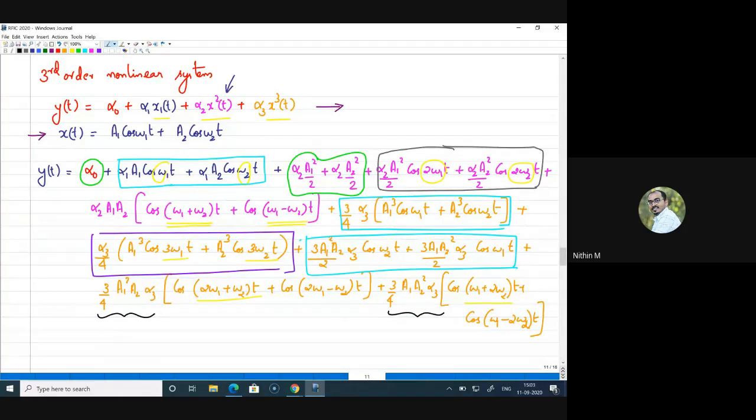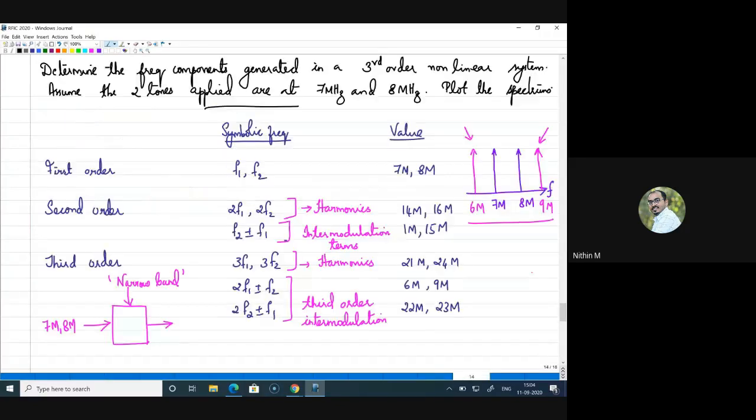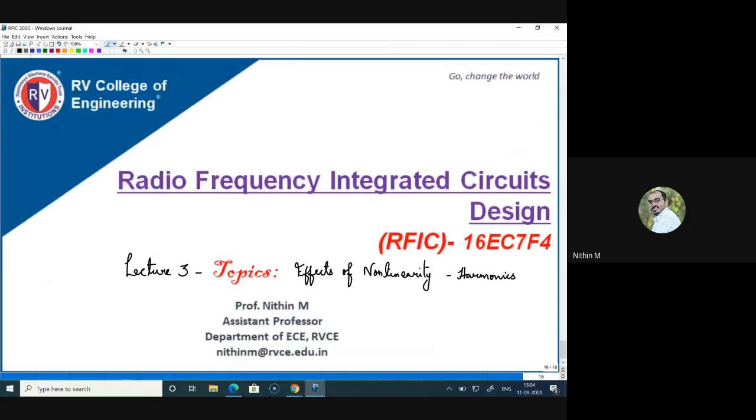We observed that there are components coming at different frequencies apart from the fundamental or the desired signal frequency. So we looked at the amplitude of those components, and later with one example, we saw how the different products appearing at the output of a nonlinear system affect the fundamental component, or the desired signal component. Till this point we discussed, and so in today's class we will continue.